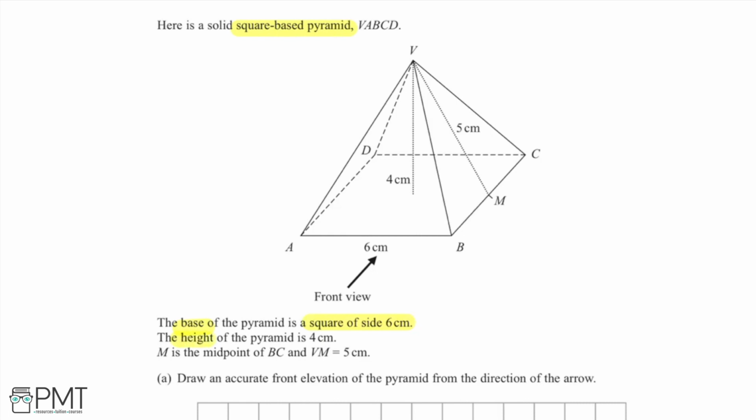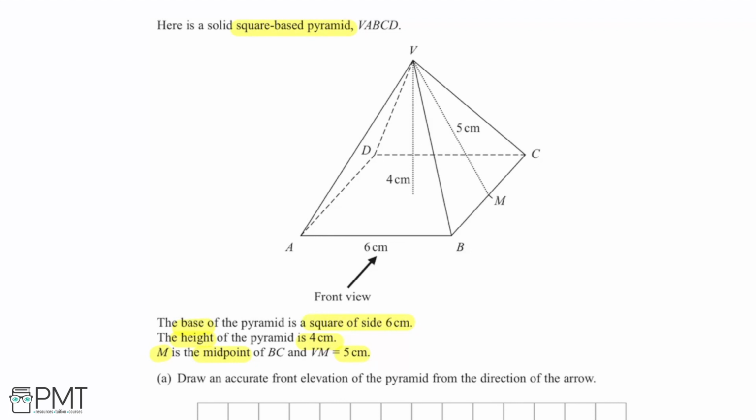I'm then told that the height of the pyramid is 4 centimetres. So I can see that this line here from the centre of the base to the top of the pyramid, point V, is going to be 4 centimetres, that distance there. And finally, I'm told that M is the midpoint of BC and VM is equal to 5 centimetres. So this is BC, and then VM, the line, is going to be equal to 5 centimetres, and M is this midpoint on BC.